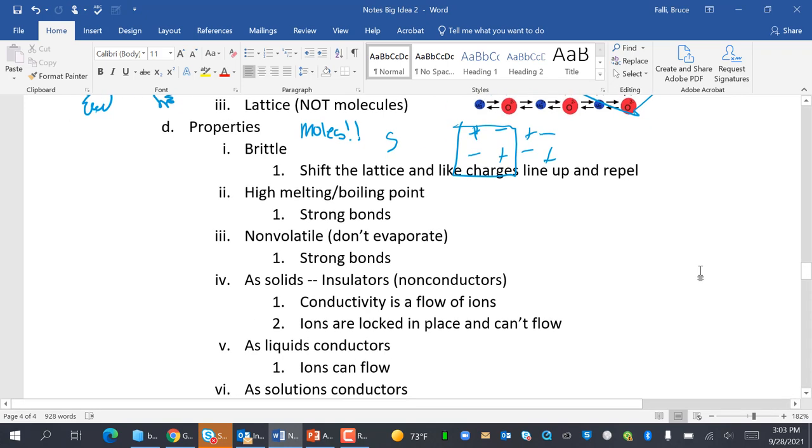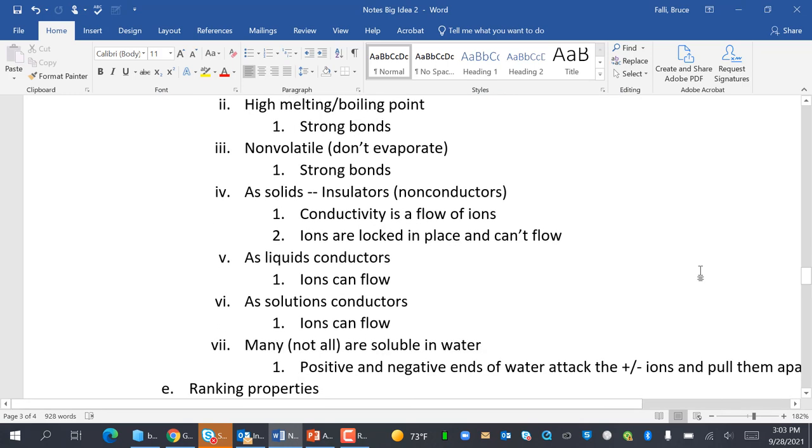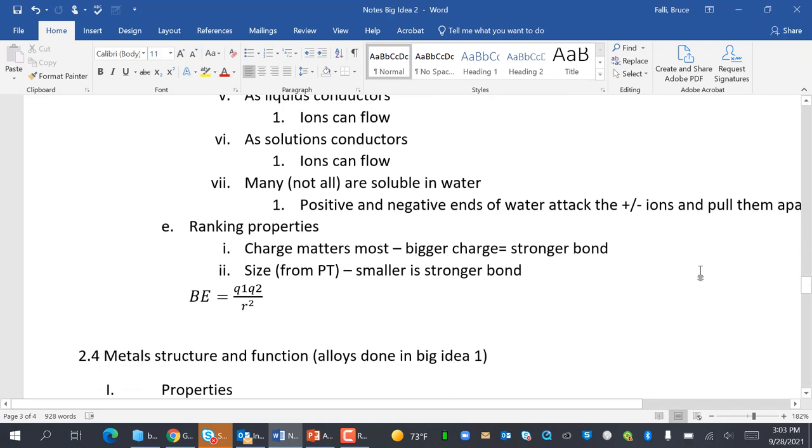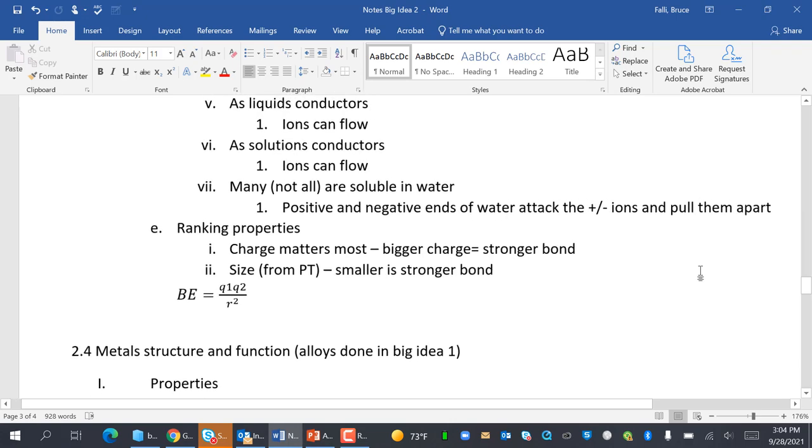They have a high melting and boiling point because they have strong bonds. They're non-volatile. They don't evaporate because they have strong bonds. As solids, they're insulators and non-conductors. Remember, conductivity is a flow of ions, and the ions are locked in place and can't flow because of strong bonds. As liquids, they are conductors because the ions can flow. As solutions, they are conductors because the ions can flow. Many, not all of them, are soluble in water. The positive and negative ends of water attack the positive and negative ions and pull them apart.